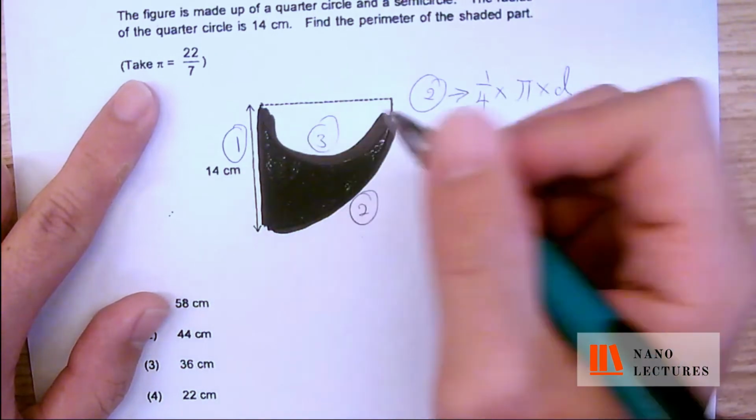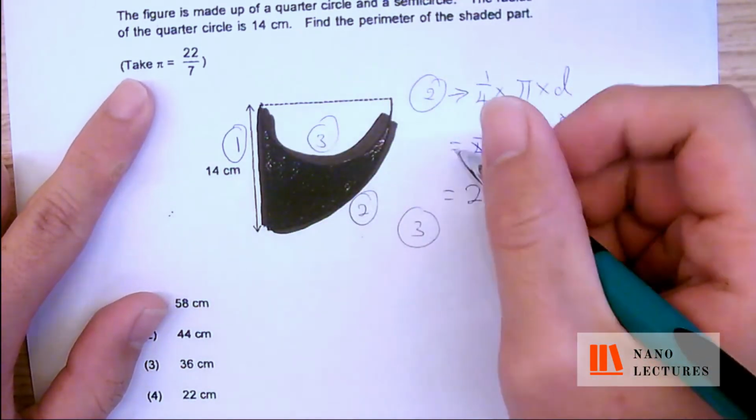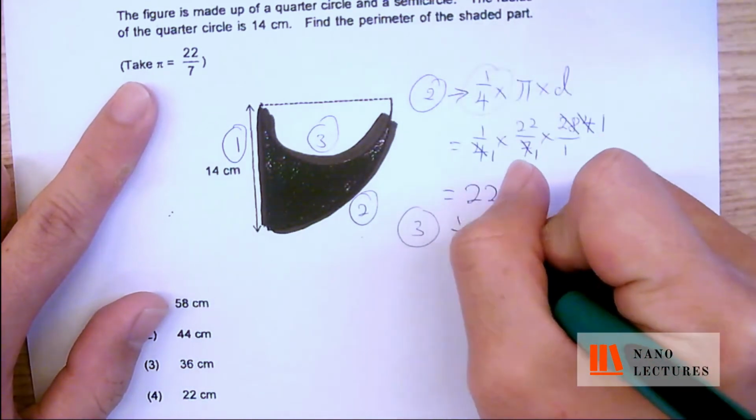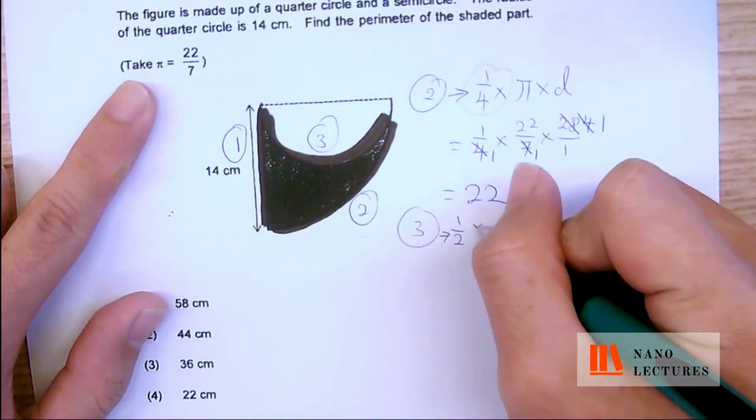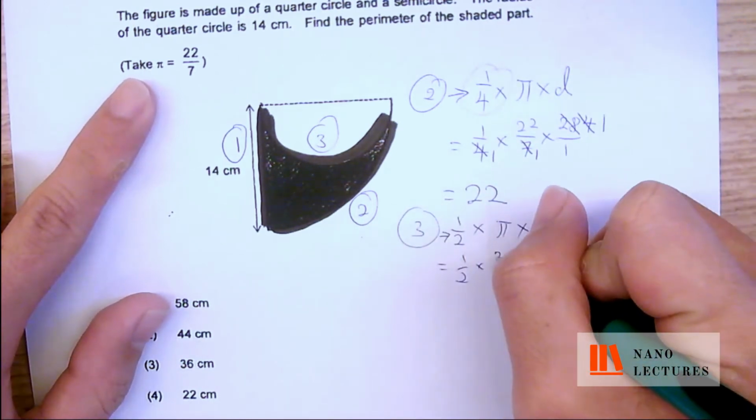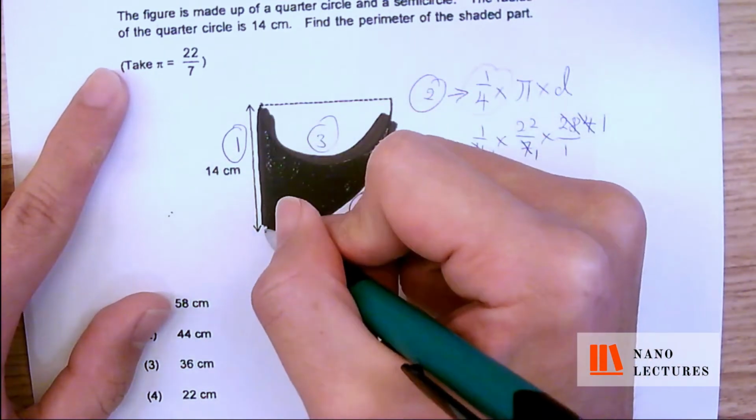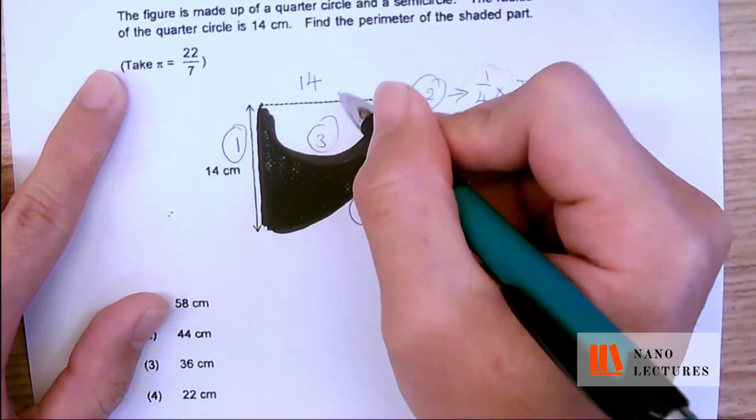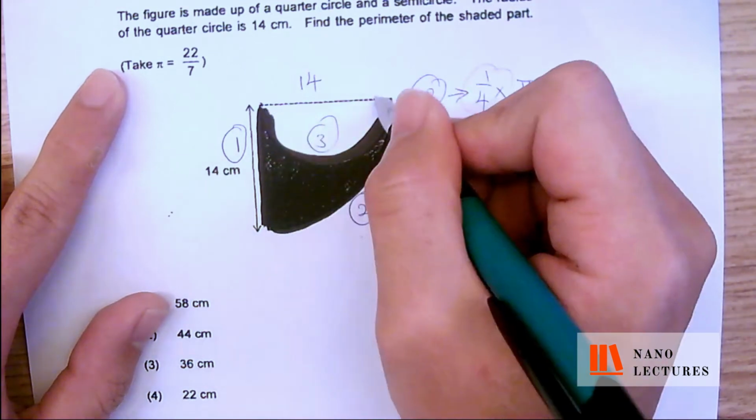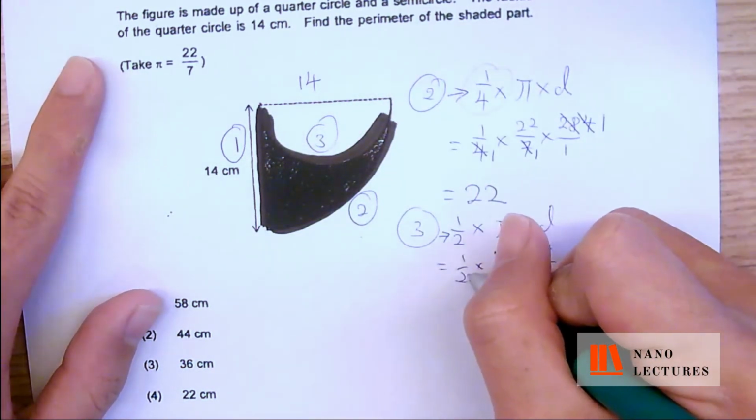How about number 3? Number 3 is actually the circumference of a semicircle, which means that instead of 1/4, you will be doing half instead. So half times pi times d. Half times pi, given to be 22/7, multiplied by the diameter of this. Since this is the radius, this will definitely be the radius as well. So the diameter for this semicircle will be 14. So multiply by 14/1. Let's just try to simplify this.